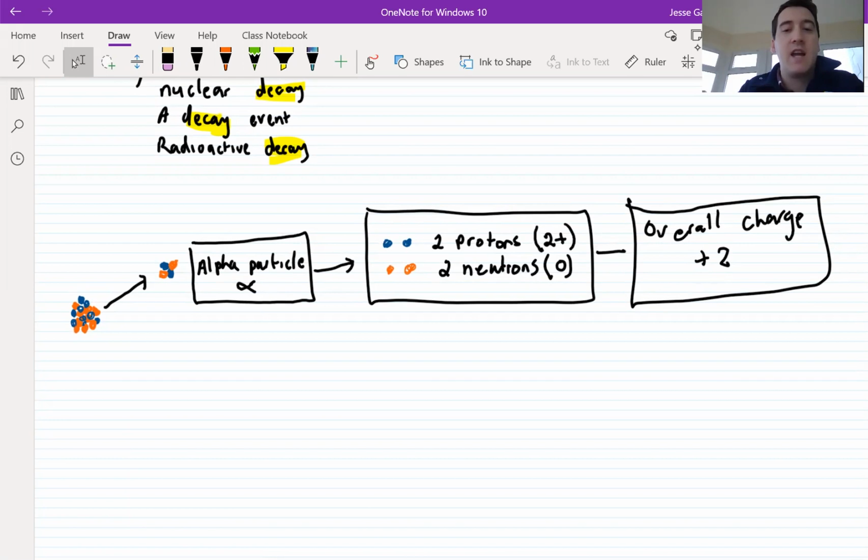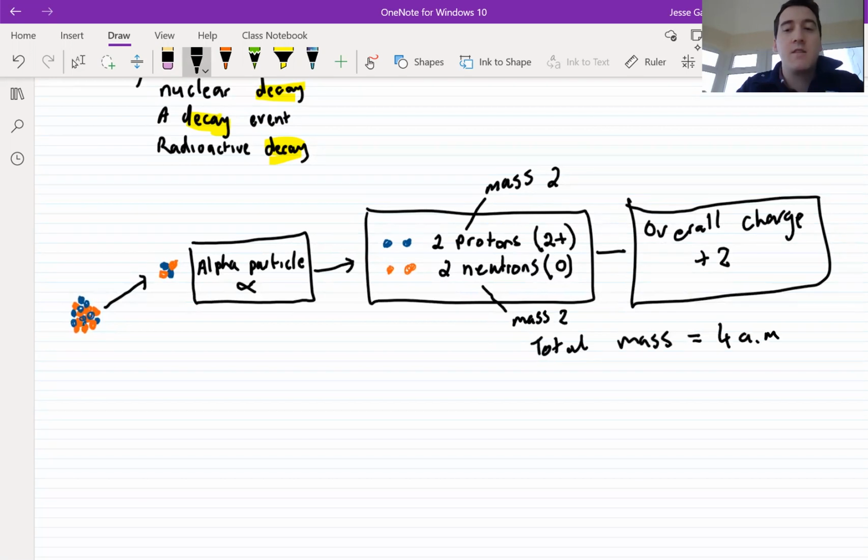What about their mass, the alpha particle? Well, we know that protons and neutrons have a mass of 1 each. So the 2 protons have a mass of 2. The 2 neutrons have a mass of 2. So the total mass of an alpha particle is going to equal 4 atomic mass units. So 2 from the protons and 2 from the neutrons. Total mass is 4 atomic mass units.